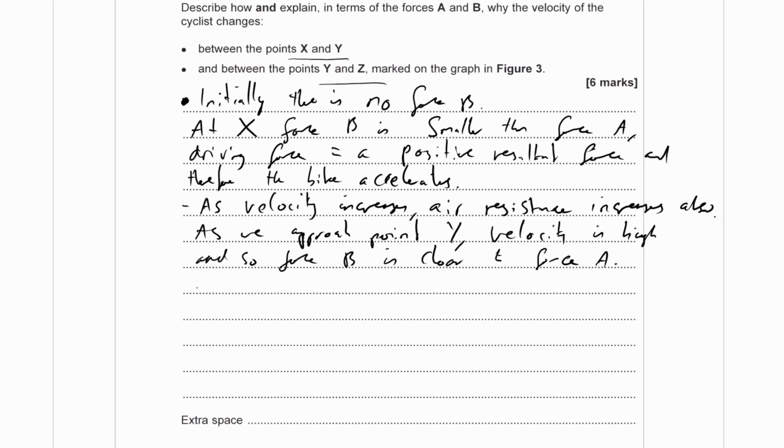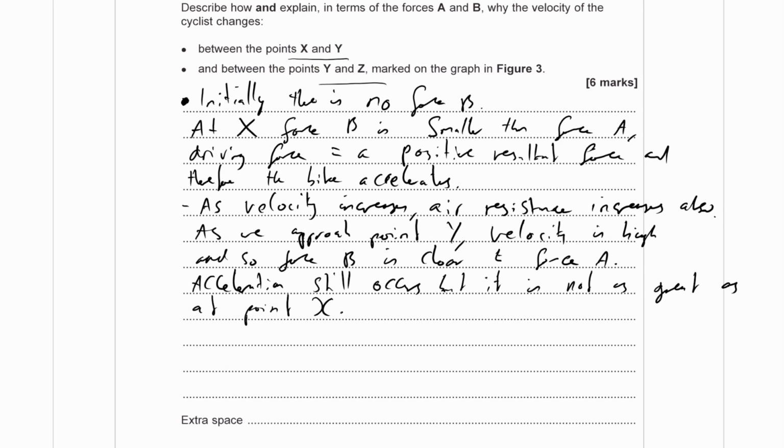Acceleration still occurs, but it is not as great. Sorry, let's rub that out. Not as great as at point X. What I'm saying here is that as the air resistance goes up, the resultant force isn't as large, and so the acceleration isn't as large. But we are still accelerating because it's not a horizontal line as you approach point Y.